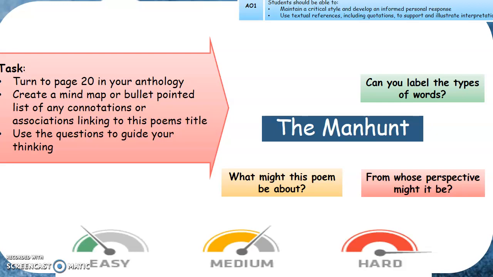These are colour coded. So the green one is the easy one. Can you label the types of words? The yellow one is the medium one. What might this poem be about? And the red one is the hard one. From whose perspective might it be? I'd like you to pause this video now and complete this task.